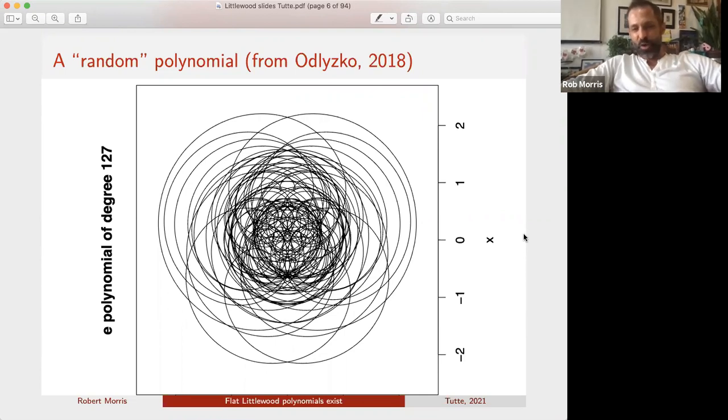Okay, but the lower bound is terrible, right? This thing gets super close to the origin. So we would like a hole in the middle as well, and for a random polynomial, we don't get it at all.